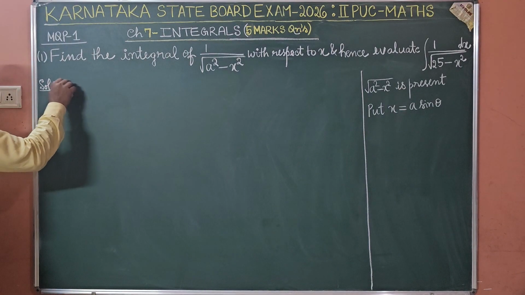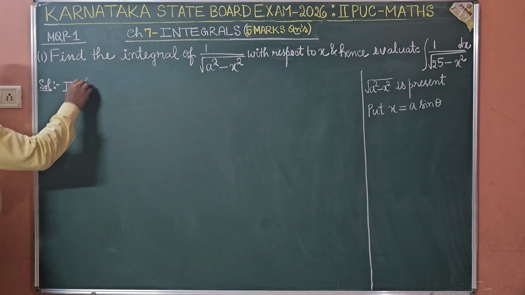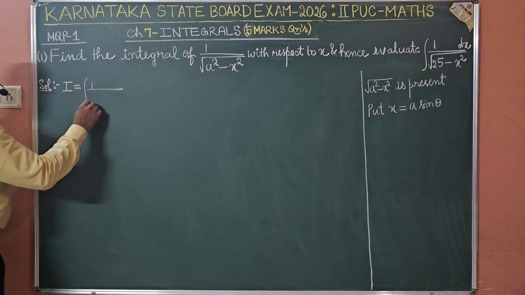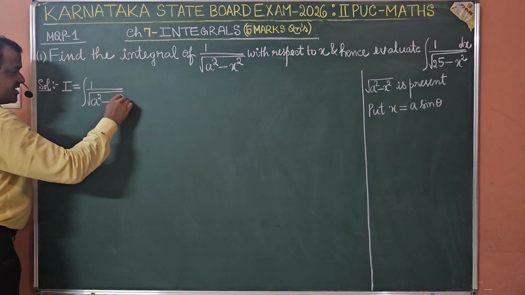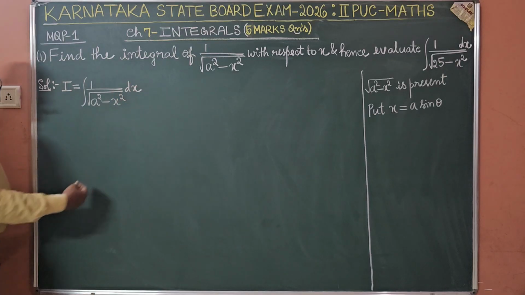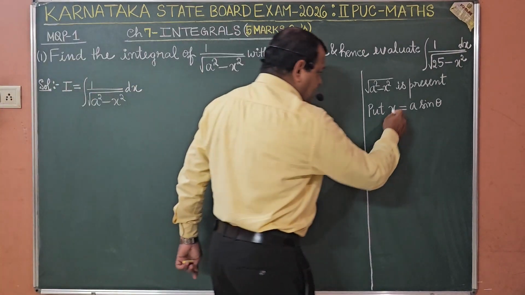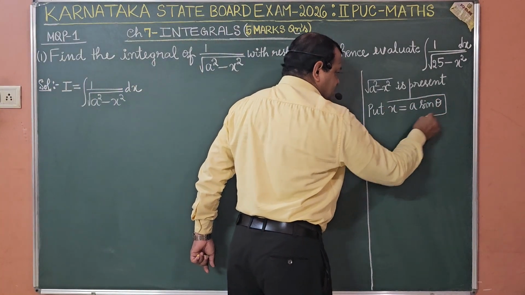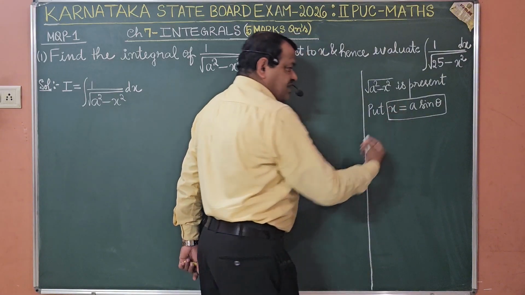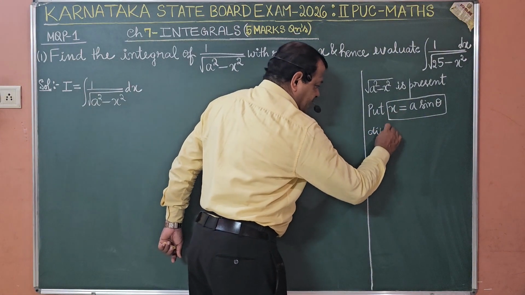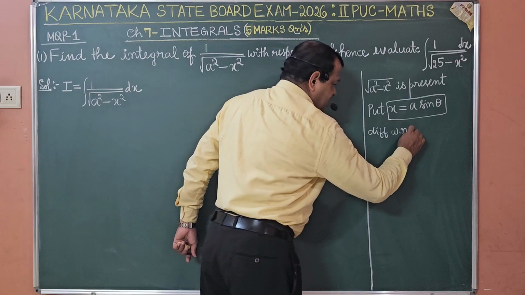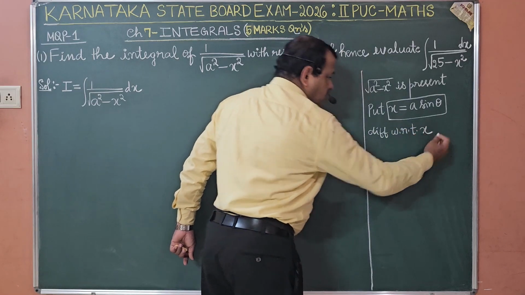So I write the given question: integral 1 by square root of a square minus x square dx. Say the substitution, I said already, x is equal to a into sine theta. Let us differentiate with respect to x, both sides.